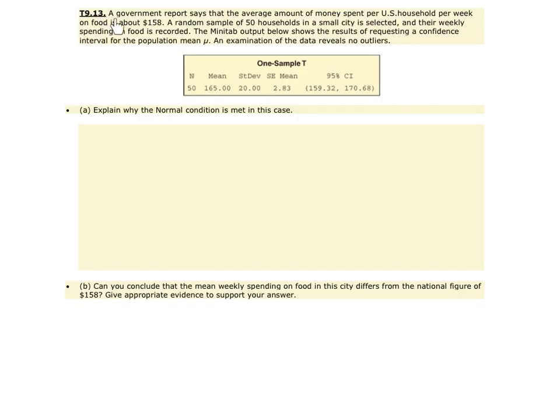Number 13, a government report says that the average amount of money spent per U.S. household per week on food is about $158. A random sample of 50 households in a small city is selected, and their weekly spending on food is recorded. The Minitab output below shows the results of requesting a confidence interval for the population mean mu. An examination of the data reveals no outliers. Explain why the normal condition is met in this case.